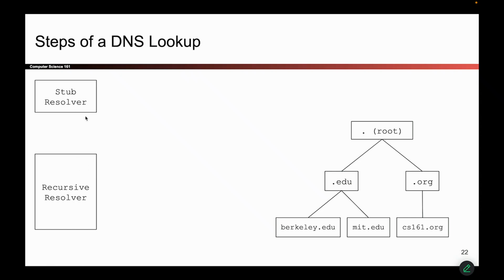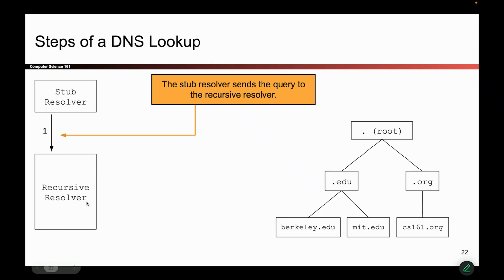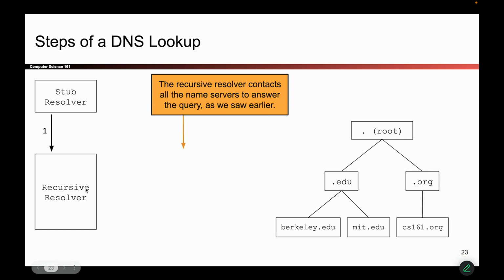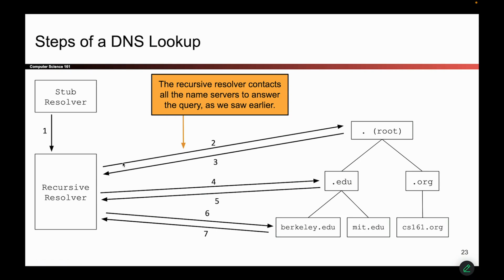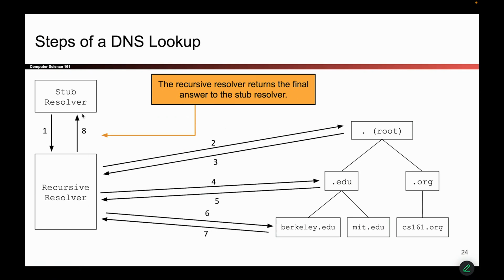So instead of you making all the lookups yourself, what often happens is your computer is a stub resolver, and it asks the same question to someone else, a recursive resolver. The recursive resolver does all the work for you. So these 6 queries are exactly the same as the 6 we saw earlier. There's no difference, except that someone else is doing it for you. And once they have the answer, they just give the answer back to you.